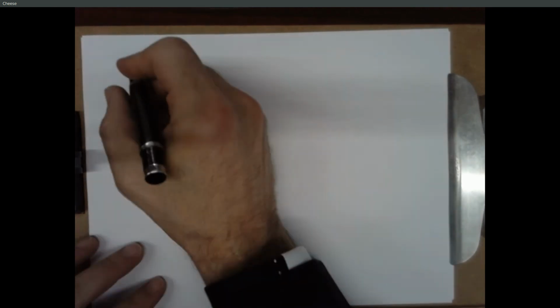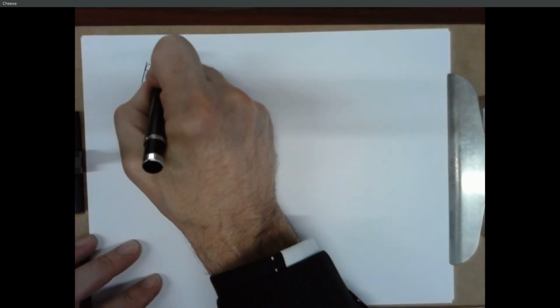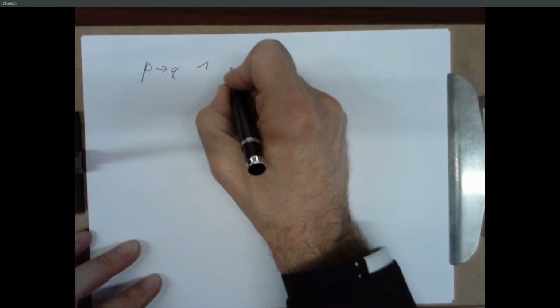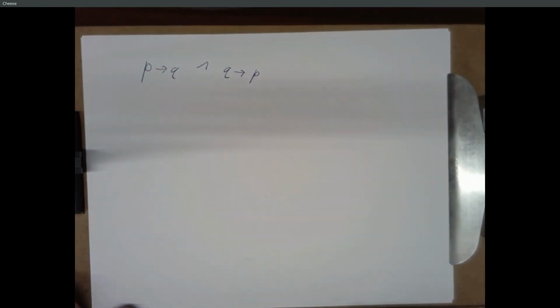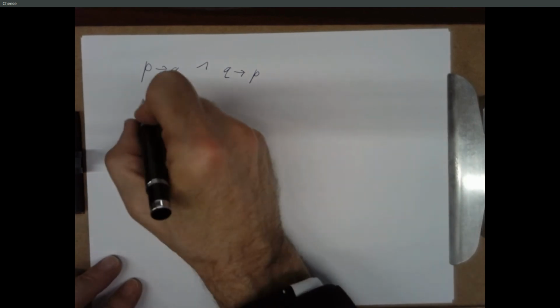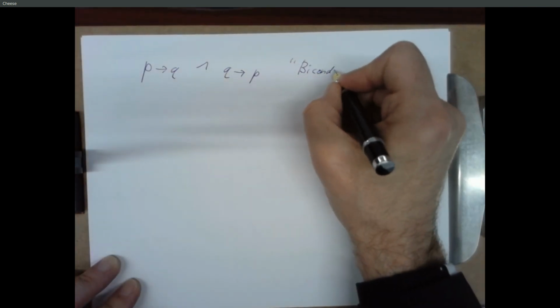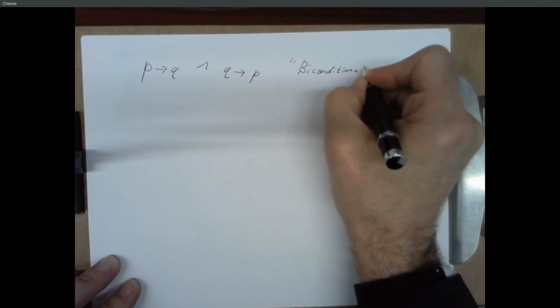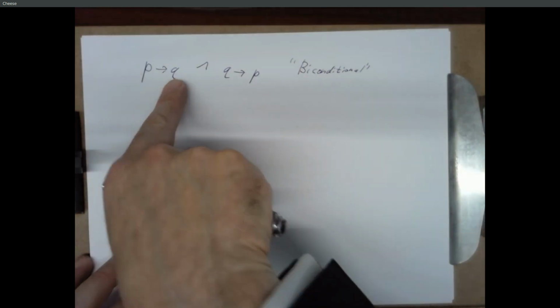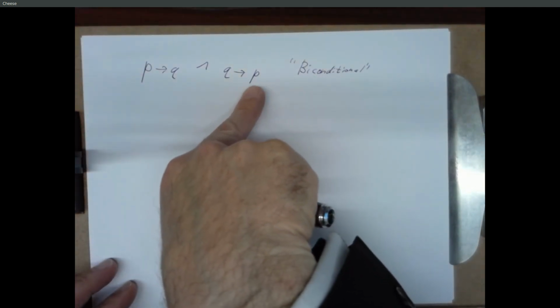All right, so if P then Q and if Q then P. So this is called a biconditional. Professor, is the name for the arrow just a conditional? That's a conditional, yeah, or an implication or an if-then. All right, thanks. So a biconditional says if P then Q and also if Q then P.